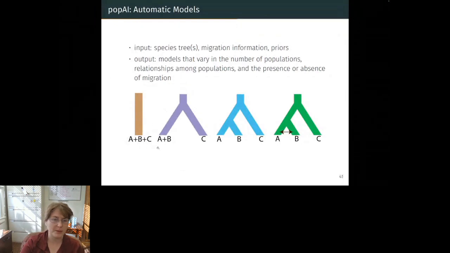So in this example, PopAI has output 4 different models. We have a model where all of our populations are collapsed. We have a 2-population model. We have a 3-population model. And we have a model with gene flow between 2 populations.